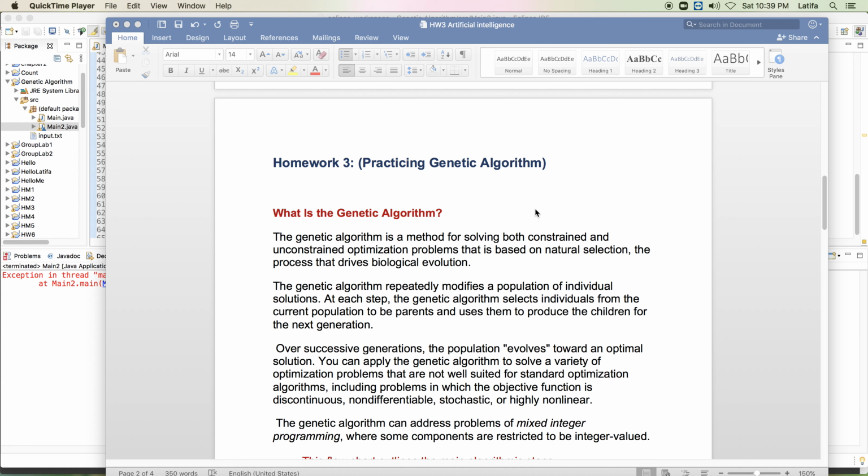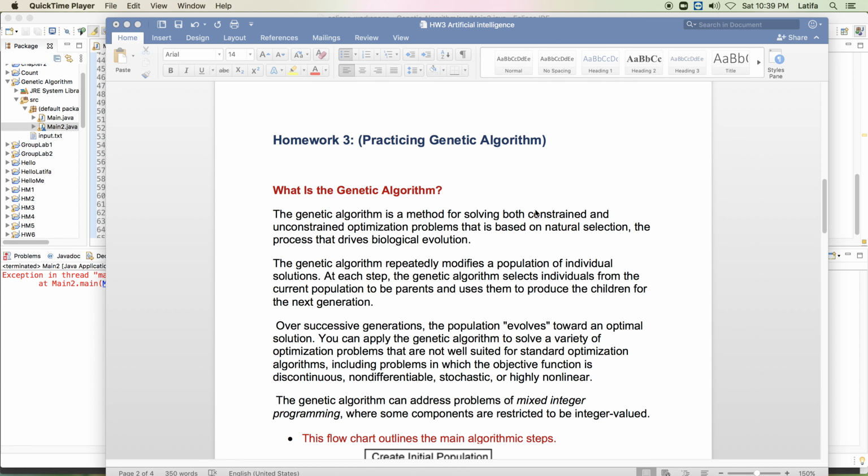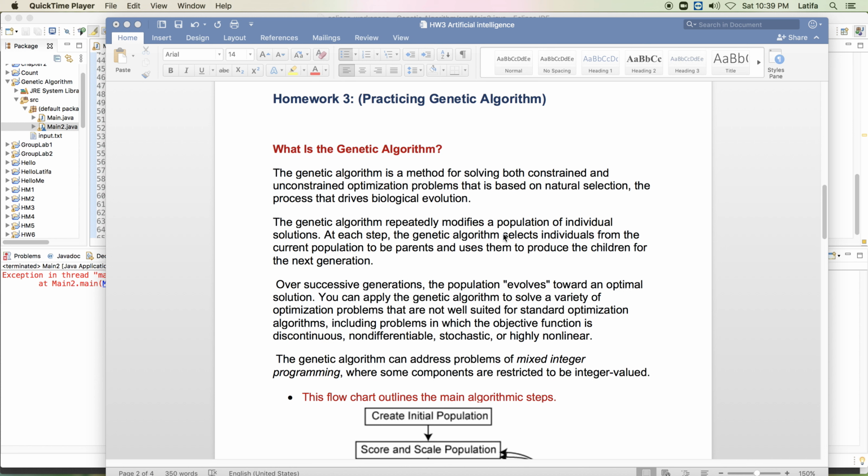Let me take you first to a brief introduction about what the genetic algorithm is. The genetic algorithm is a method for solving both constrained and unconstrained optimization problems that is based on natural selection, the process that drives biological evolution. The genetic algorithm repeatedly modifies a population of individual solutions. At each step, it selects individuals from the current population to be parents and uses them to produce the children for the next generation. Over successive generations, the population evolves towards an optimal solution.